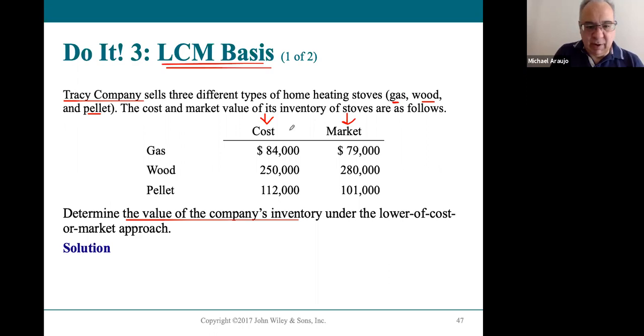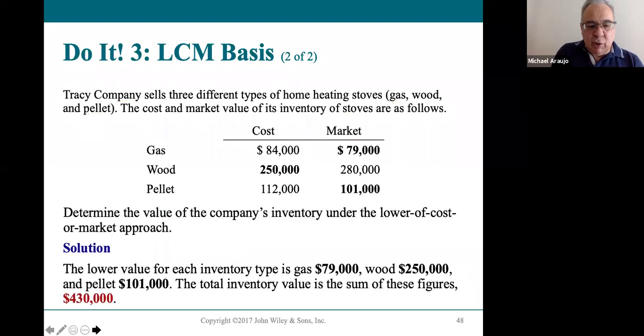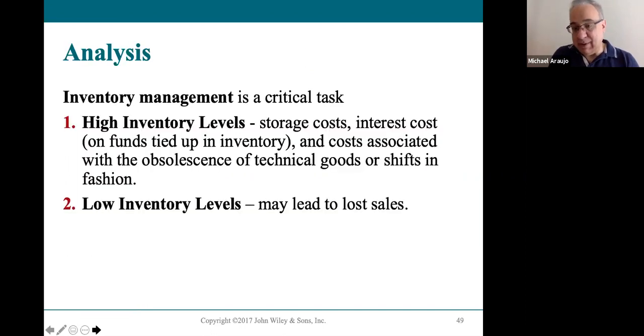So you're simply picking the lower, right? You're just picking the lower numbers. Gas stoves, you would pick the lower number. Wood stoves, you would pick the lower number. Pellet stoves, you would pick the lower number. So what is the total value? Simply add these up. So the total value of the inventory would be $430,000 for Tracy Company. That's it. I mean, there's really not much to this. But again, the purpose of the lower of cost or market basis is to make sure we are not overstating the value of inventory, right? We have to be conservative in our numbers.